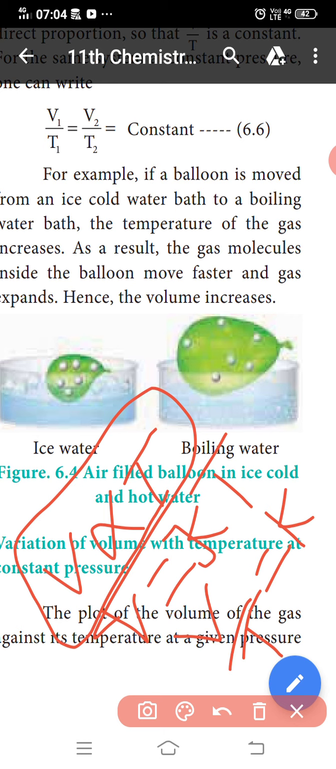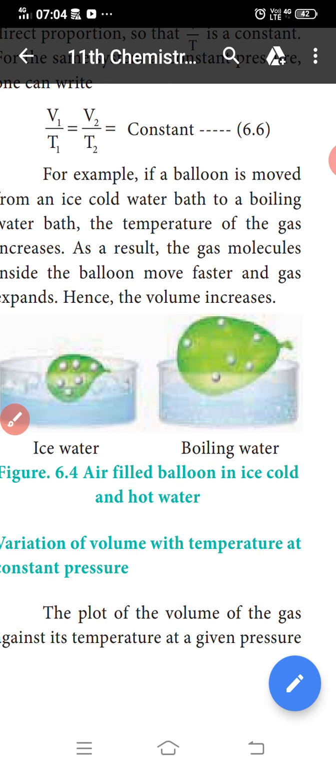As the temperature of the gas increases, the volume also increases, directly proportional. So for the same system at constant pressure, V1 divided by T1 is equal to V2 divided by T2, which is equal to a constant. The constant means pressure and number of moles are constant.